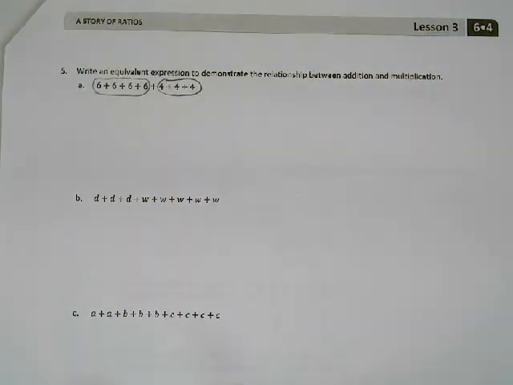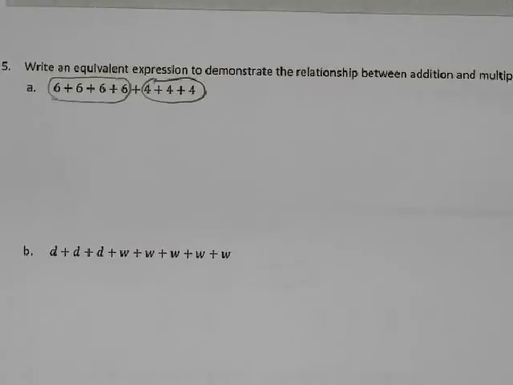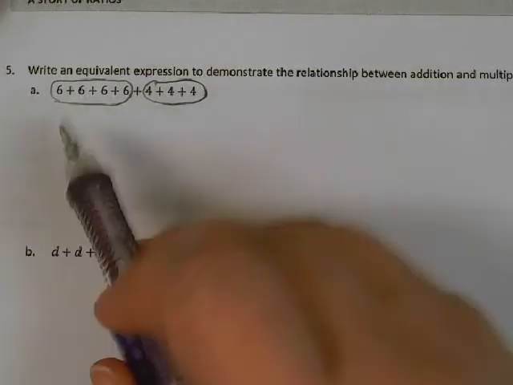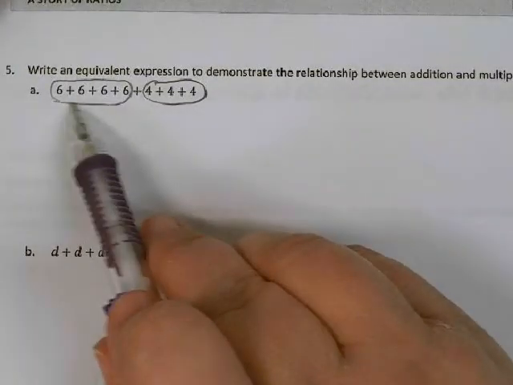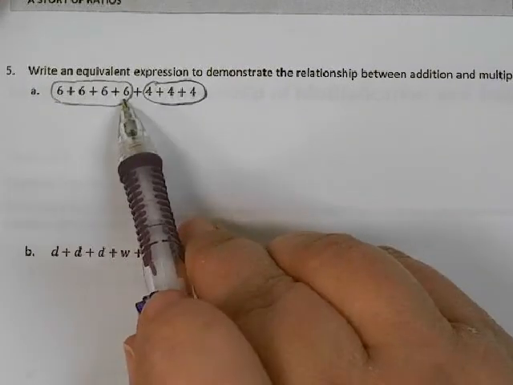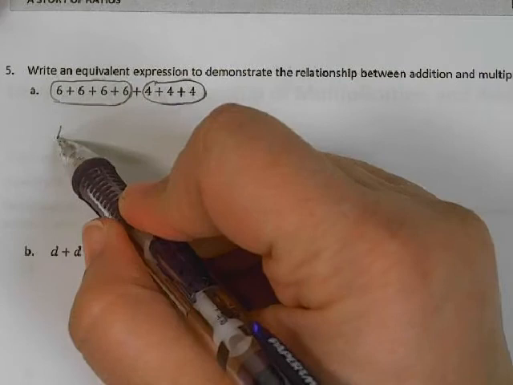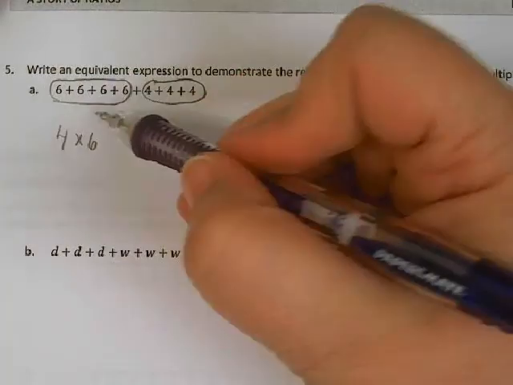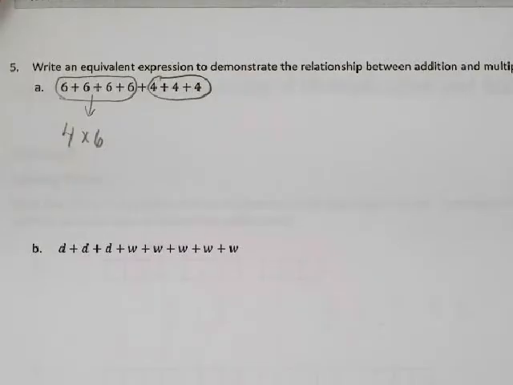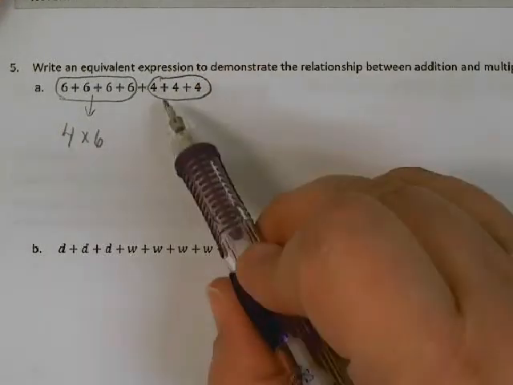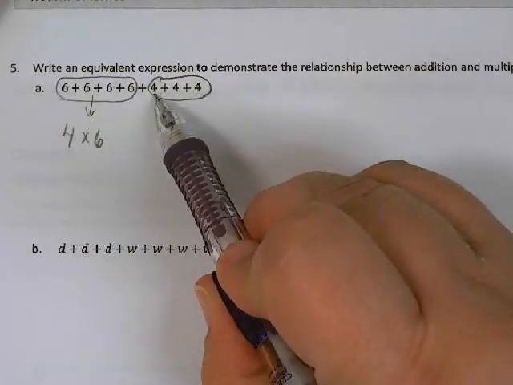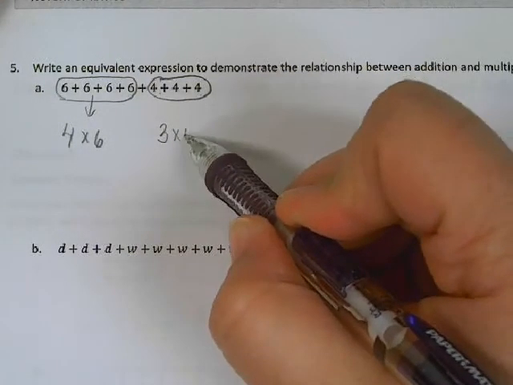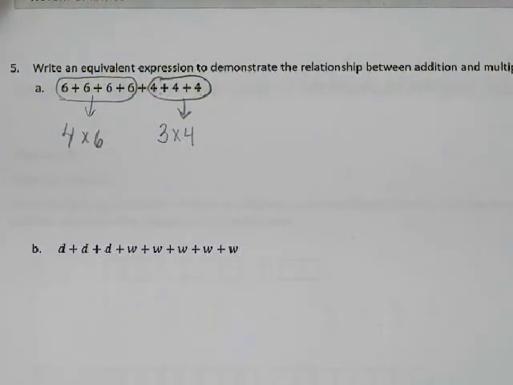So in A, you can see that I grouped together the 6s and the 4s. Now when I look at this group of 6s, I can see that this is repeated addition. It's groupings of 6. I have 4 6s, so 4 groups of 6. That is what is represented in that first one that I circled. In the second one that I circled, it's repeated addition. There are 3 groups of 4. That is what is represented here.